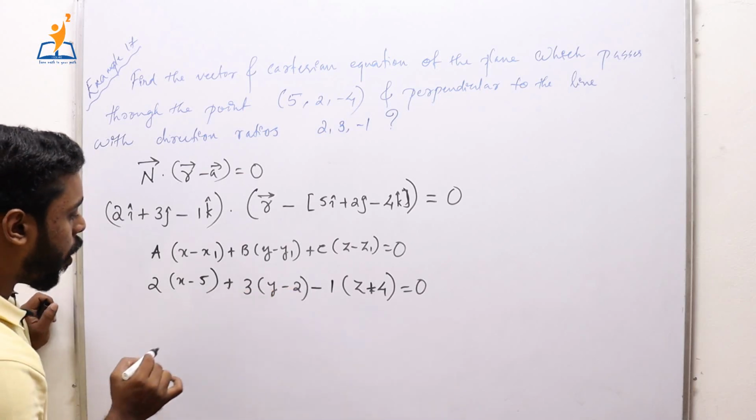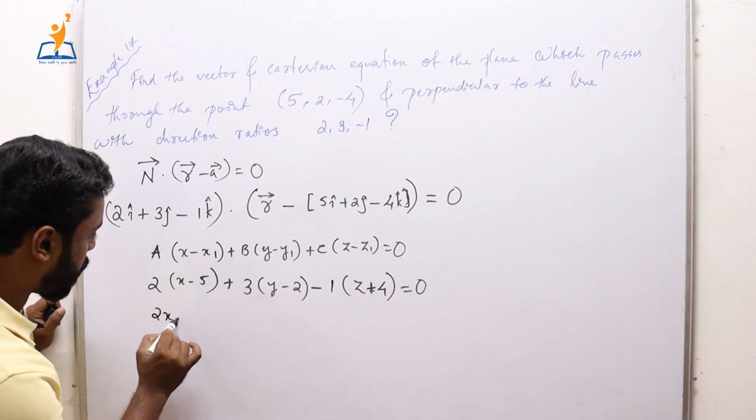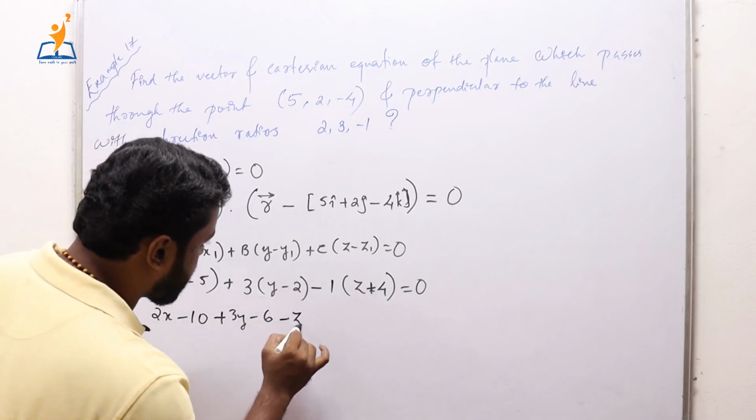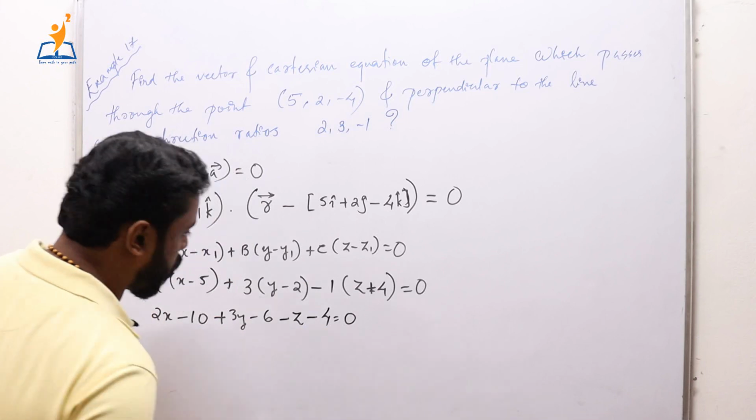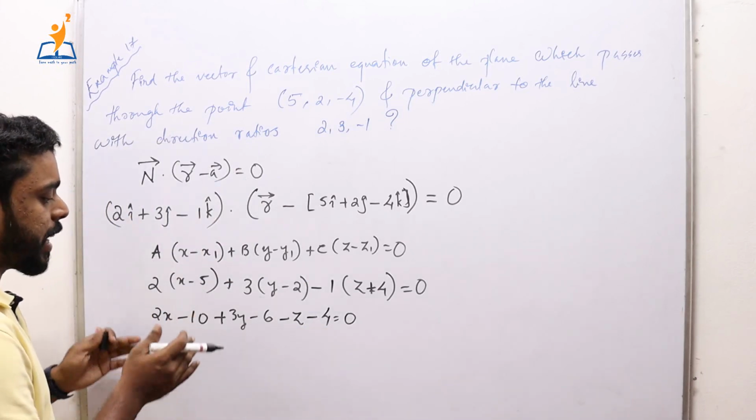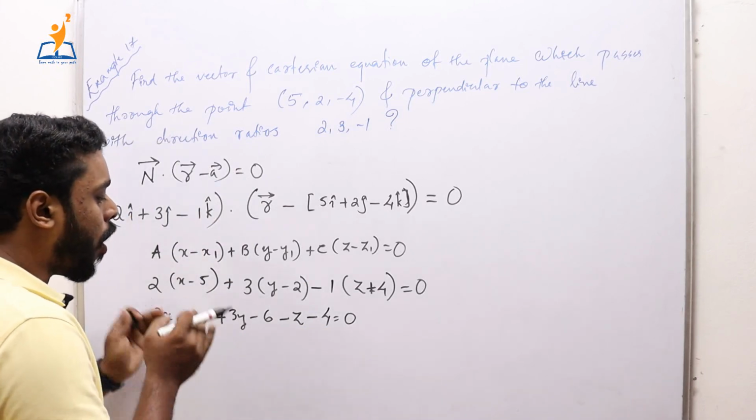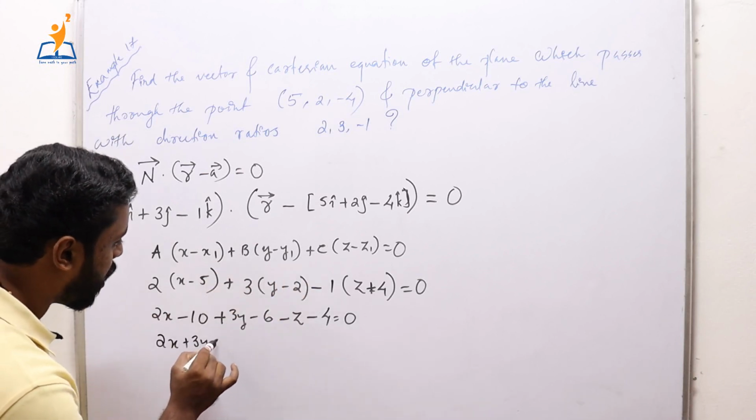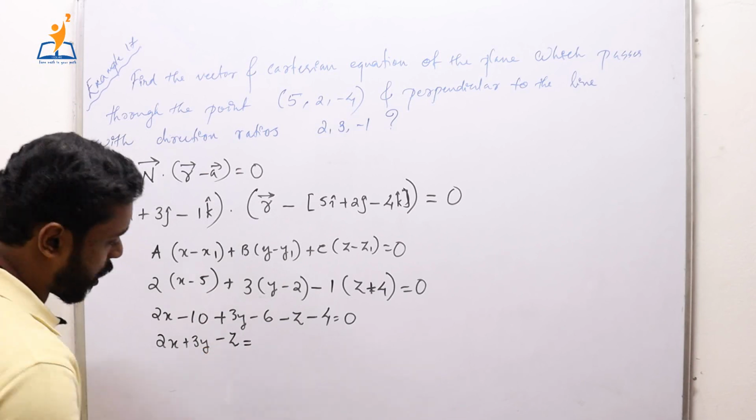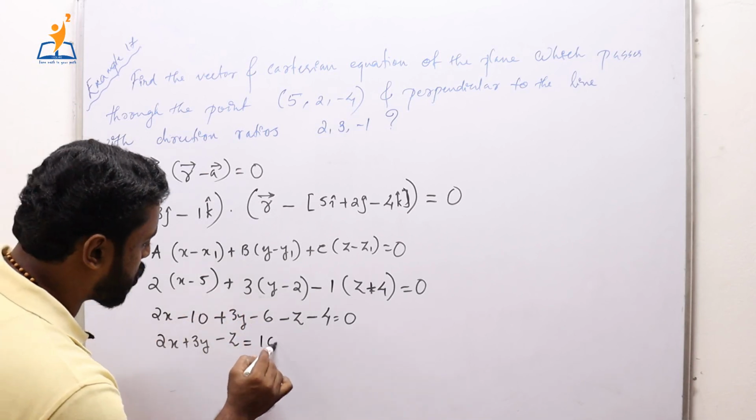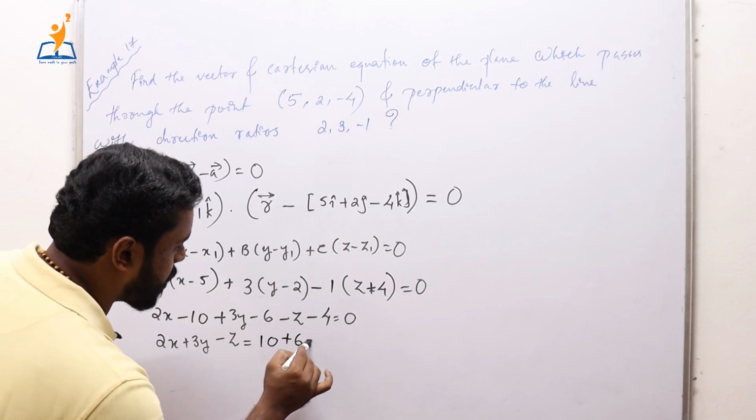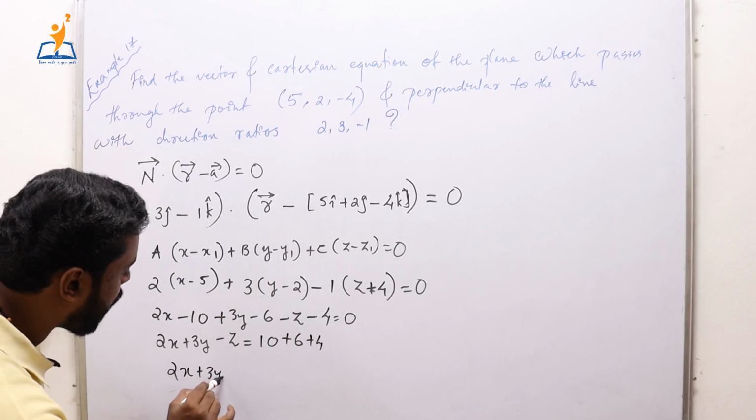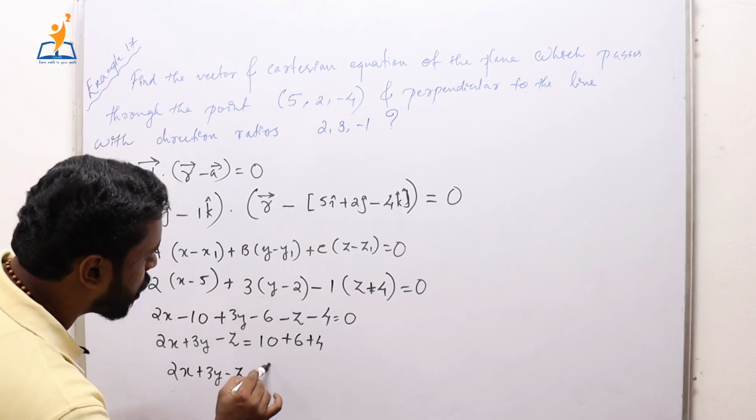So expanding all these terms, we get 2x minus 10 plus 3y minus 6 minus z minus 4 is equal to 0. Now we shall associate all the terms containing the variables on the left side and all the constants on the right side. It will become 2x plus 3y minus z is equal to, minus 10 will become plus 10, minus 6 will become plus 6, minus 4 will become plus 4. So the answer is 2x plus 3y minus z equal to 20.